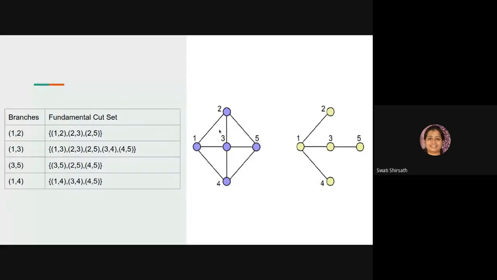So with 1 2, what else do I have to remove to make it disconnected? If I remove 1 2 and 2 3, 2 3 I can remove because it is a chord. Then 2 5 also I can remove because it is a chord. So if we remove 1 2, 2 3 and 2 5, then this node will become disconnected from the other 3 4 nodes. Am I right? I'll just show it on the whiteboard.